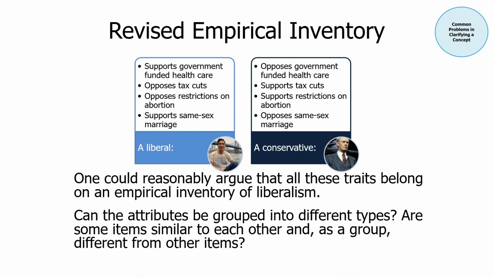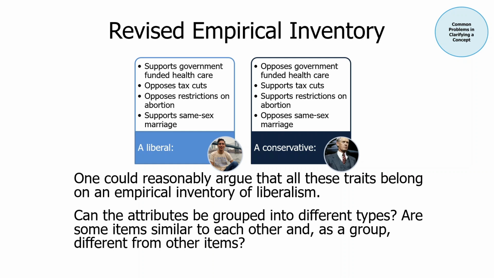Here's the question. Can the attributes be grouped into different types? Are some items similar to each other and, as a group, different from the other items? We also touched on this. The economic or social welfare policy positions, healthcare and tax cuts, belong together, and the cultural or social questions about abortion and same-sex marriage belong together. It doesn't offend logic to encounter a person who says that they are conservative, for example, on economic policies, but consider themselves quite liberal on cultural or social policies. That doesn't offend logic at all.